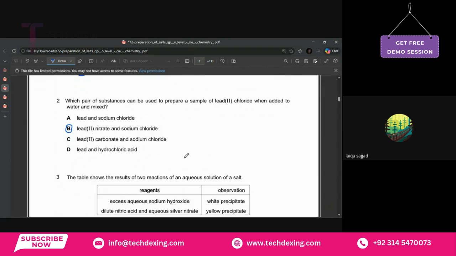Lead nitrate and sodium chloride are both soluble. And when they mix together, which type of reaction takes place to give us lead chloride? Which type of reaction takes place? Could you scroll down the options?